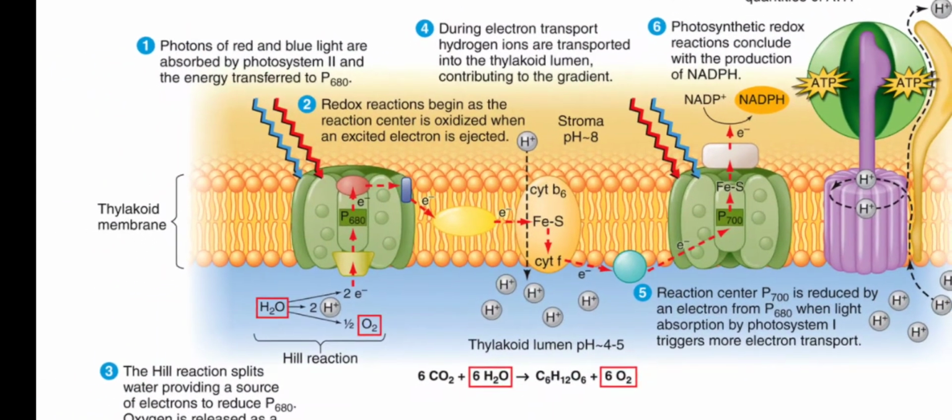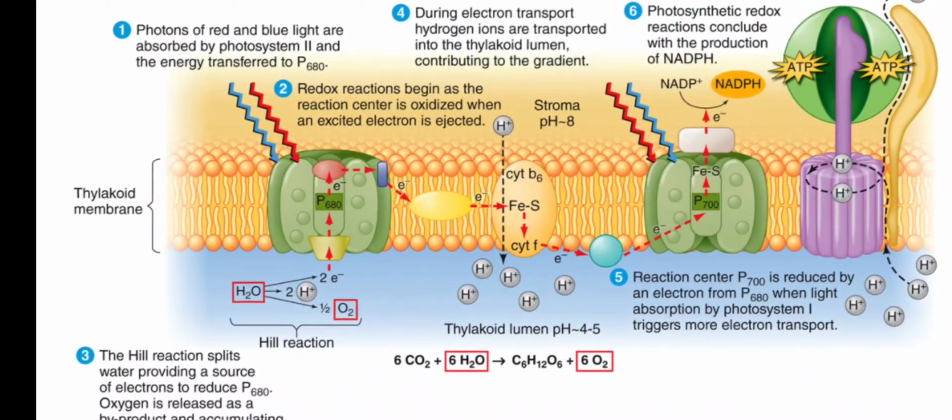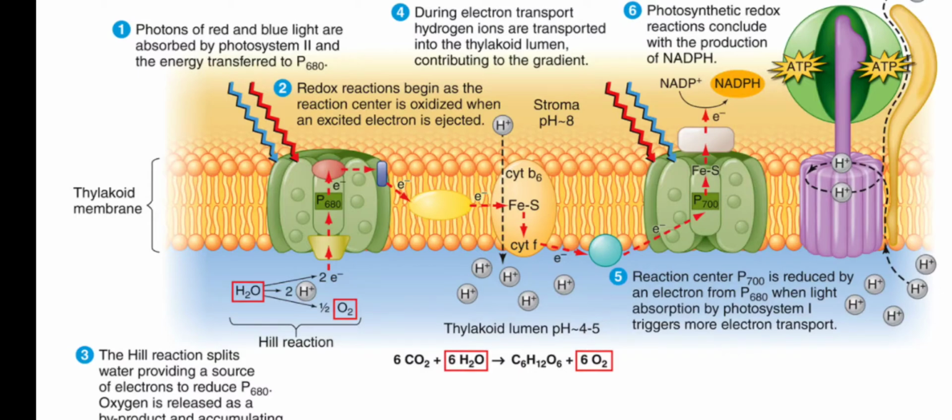So basically it starts with photosystem 2. But why not 1? Photosystem 2 is the one that was discovered a bit later. Photosystem 1 was discovered earlier, so it was called photosystem 1. And then photosystem 2 was discovered a bit later, and that's why the numbering is a bit reversed. So anyway, you have the photons of red and blue light. They are absorbed by photosystem 2 and the energy is transferred to a protein called P680.